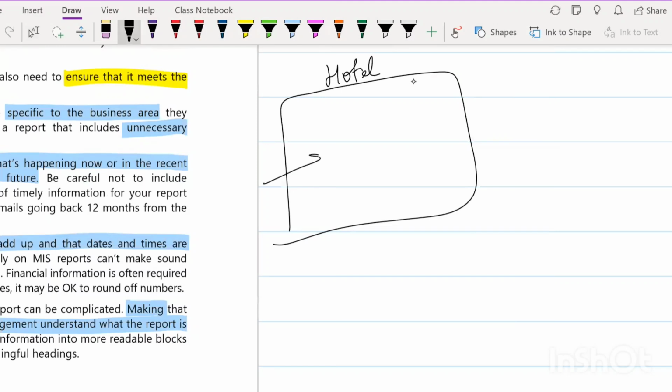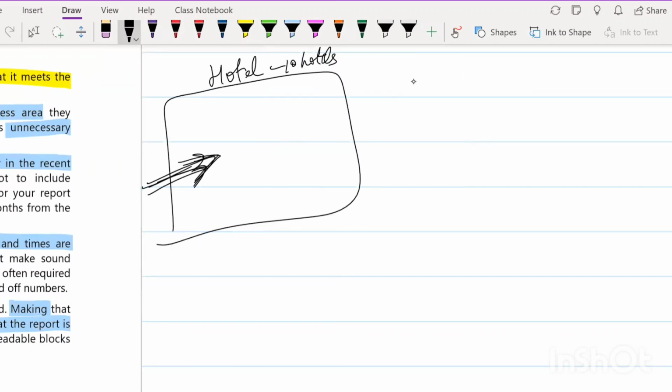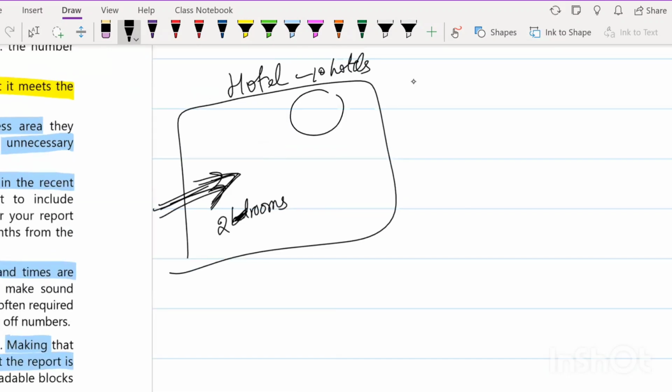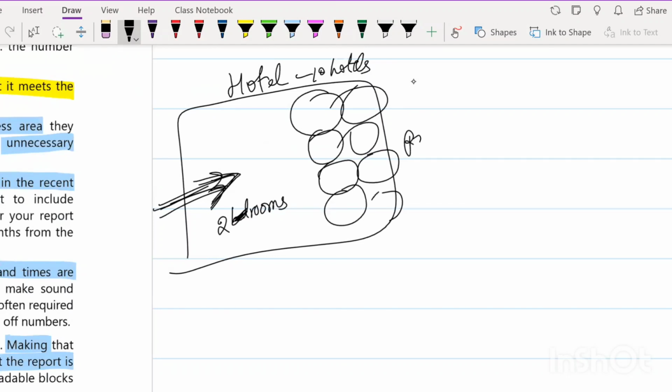Okay. So now suppose we have a chain of 10 hotels. Now if a customer is going to come and inquire to us, suppose they are inquiring for 2 rooms. Okay. Now they have a requirement of 2 rooms, and they are coming to us and asking if we have 2 rooms available in our chain of hotels. Now at this point of time, you must have the information about all the 10 hotels at real-time information.